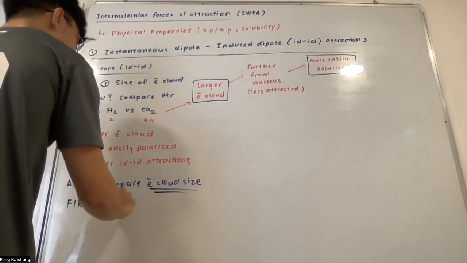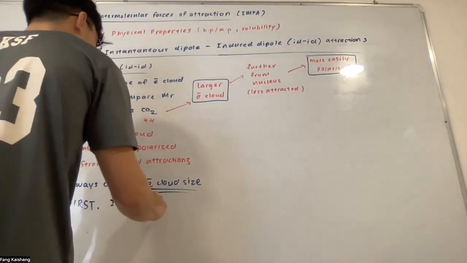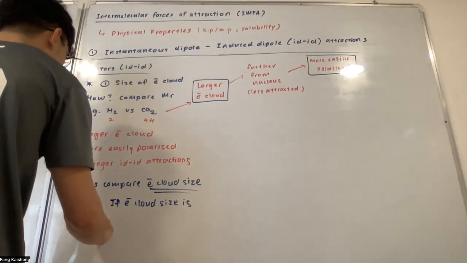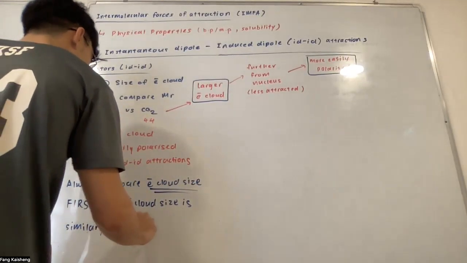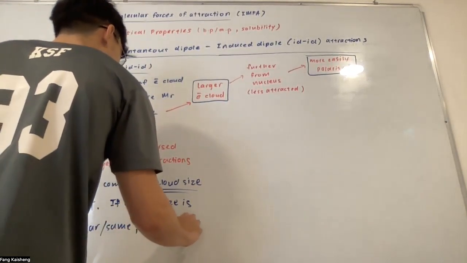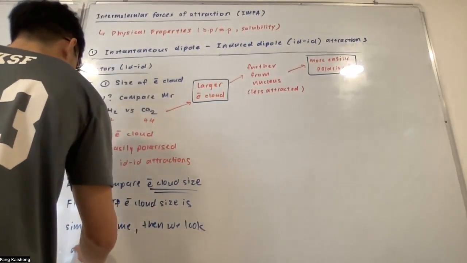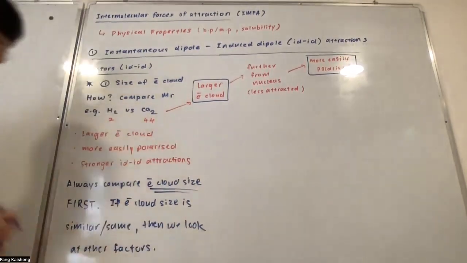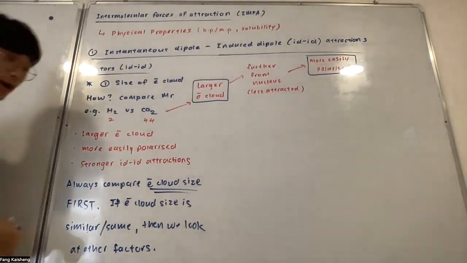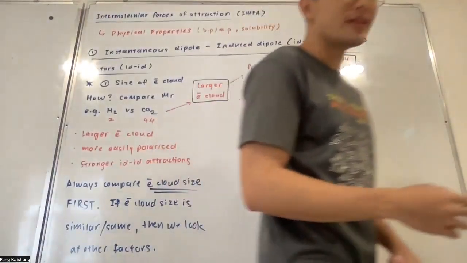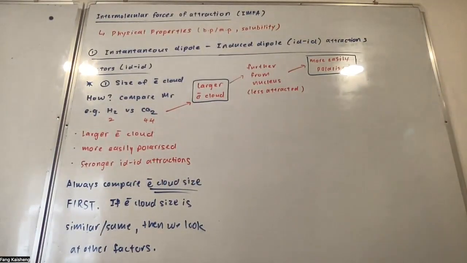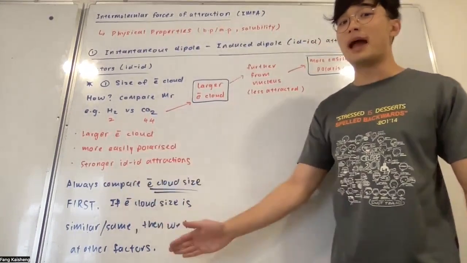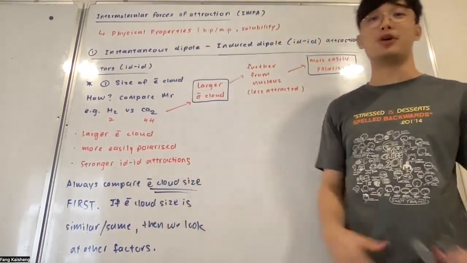But of course, there are exceptions. If the electron cloud size is similar or the same, sometimes it's the same as well, then we will look at other factors. You may be asking yourself what the other factors are, which we'll go over in a bit. But I'm going to leave this here for the rest of the lesson, because no matter what, this rule will apply no matter what kind of interactions I'm talking about.